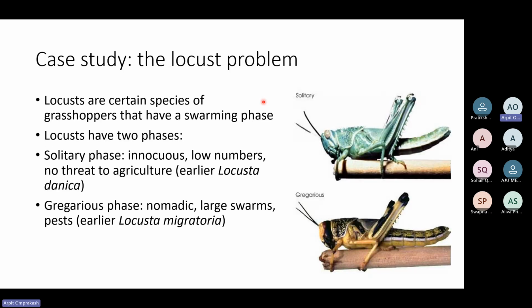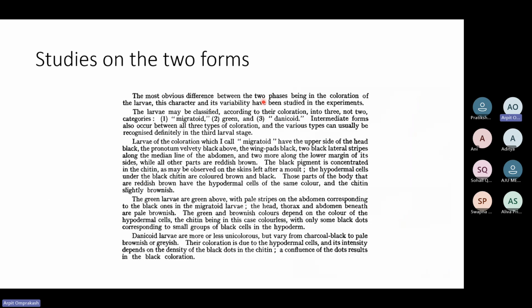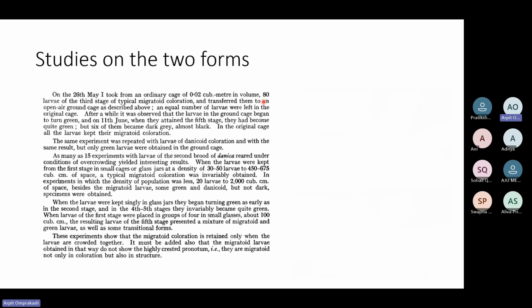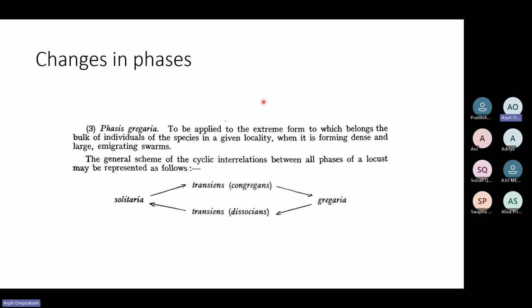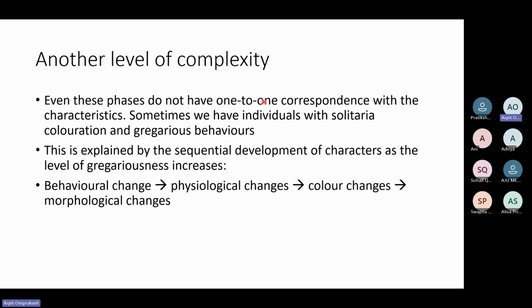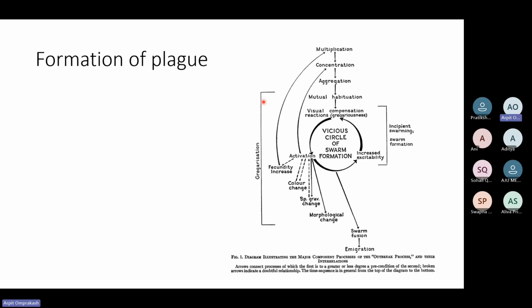Then we talked about the locust problem, where locusts have two different forms, solitary and gregarious. People have studied those two forms and figured out how they change phases from the solitary phase to the gregarious phase through a transient phase. These behavioral and physiological changes lead to morphological changes and a vicious plague of swarm formation, where these locusts come and destroy the crops.